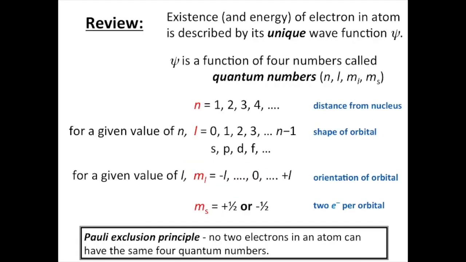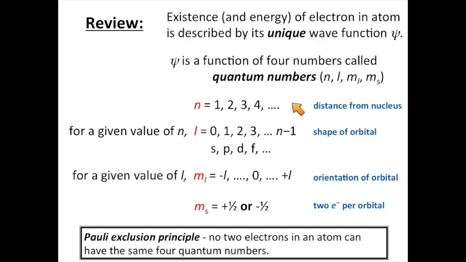First, before we talk about electron configuration, let's review quantum numbers, which we talked about in the last video. So the energy of an electron and how it sits around the nucleus in an atom is described by its wave function, psi, and this wave function depends on four quantum numbers.